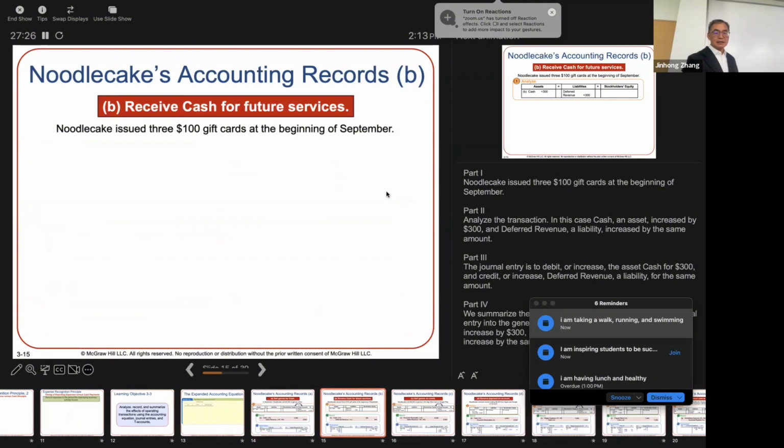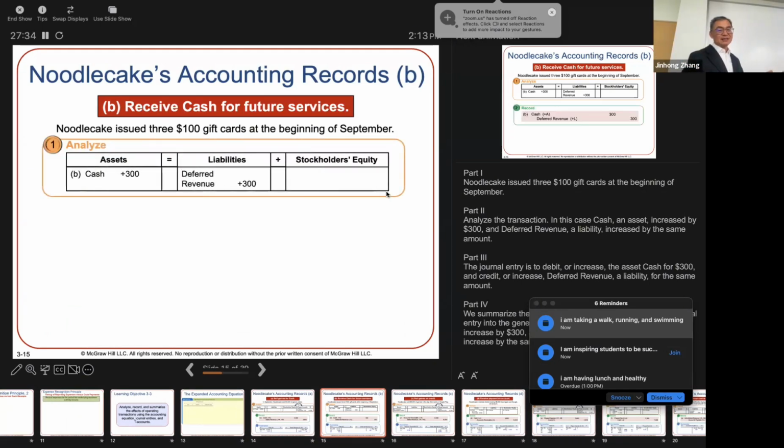Receive cash for future service. Issued 3 gift cards at the beginning of September. Receive cash, okay? So cash increases $1,000, right? Now, the other side of it, you haven't delivered, so it's a liability. You put it in the liability section, deferred revenue. Some people call it unearned revenue, some call it deferred revenue, whatever makes sense. Or you can say pre-sold revenue, something like that.